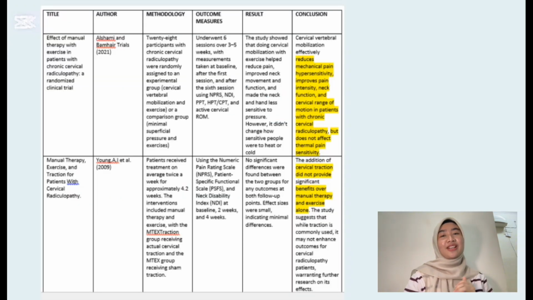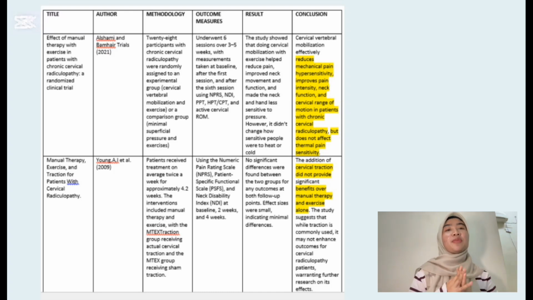This is the result and conclusion from various studies on interventions for cervical radiculopathy. Firstly, look at the study by Al-Shami and Bamhai. After the 6th treatment session, participants who received manual therapy combined with exercise reported less pain and improved neck movement compared to those who received minimal pressure and exercise.